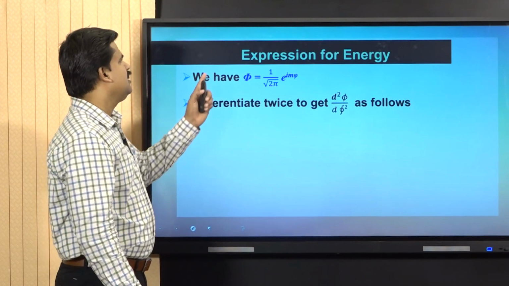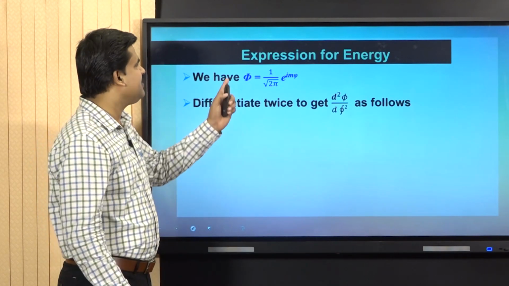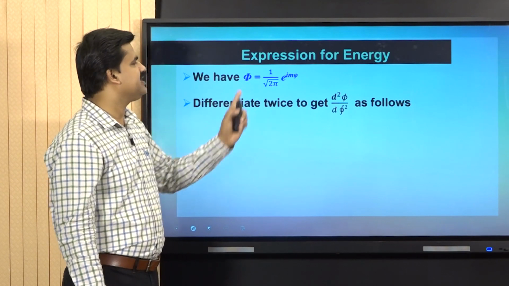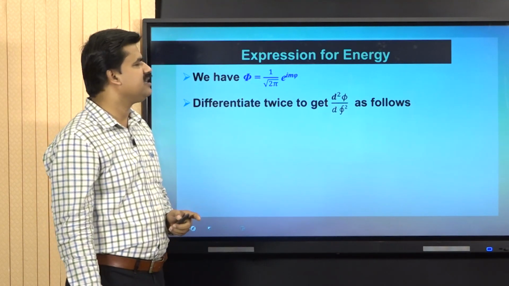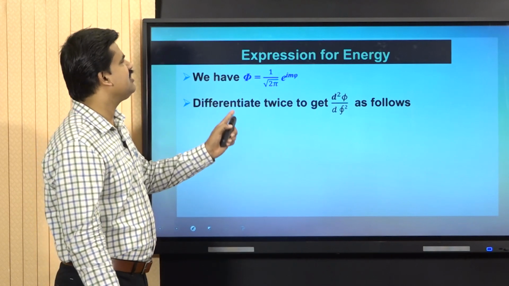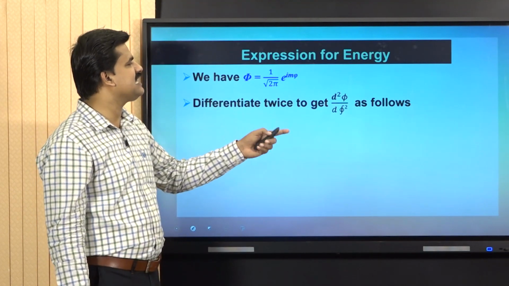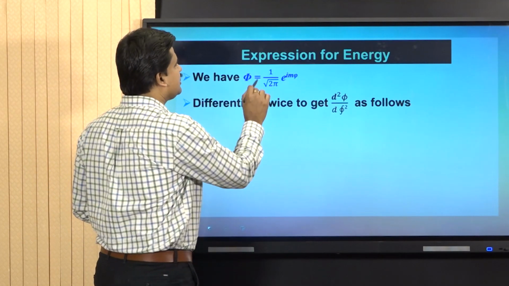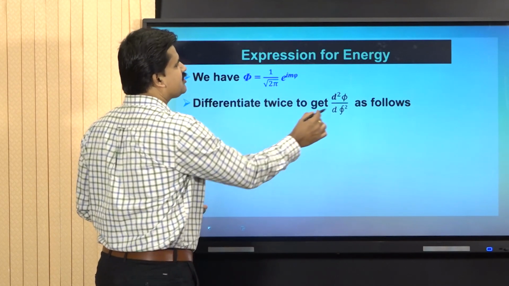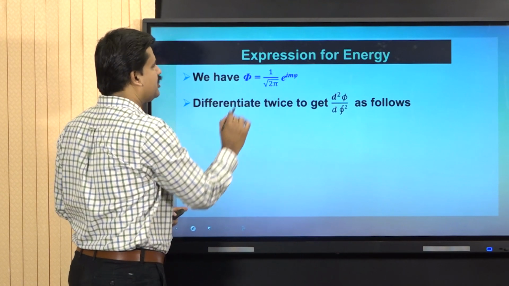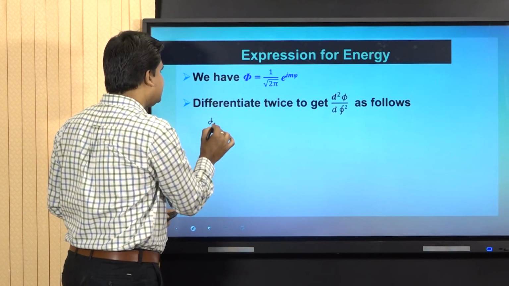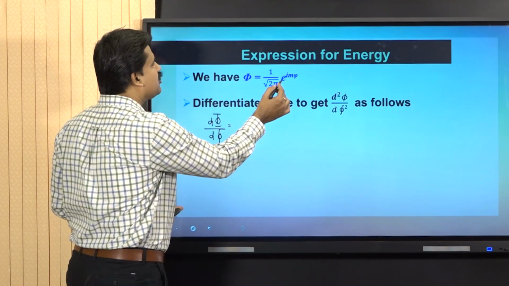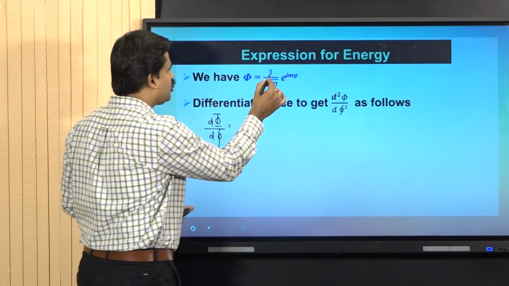Now, expression for energy. We have the normalized wave function capital Phi, or phi of phi, is equal to 1 by root of 2 pi into e raised to im phi. We can find out energy by proceeding as follows. First of all, we have to differentiate this capital Phi twice with respect to small phi. So we have Phi is equal to this one, and from this I can write d Phi by d small phi.